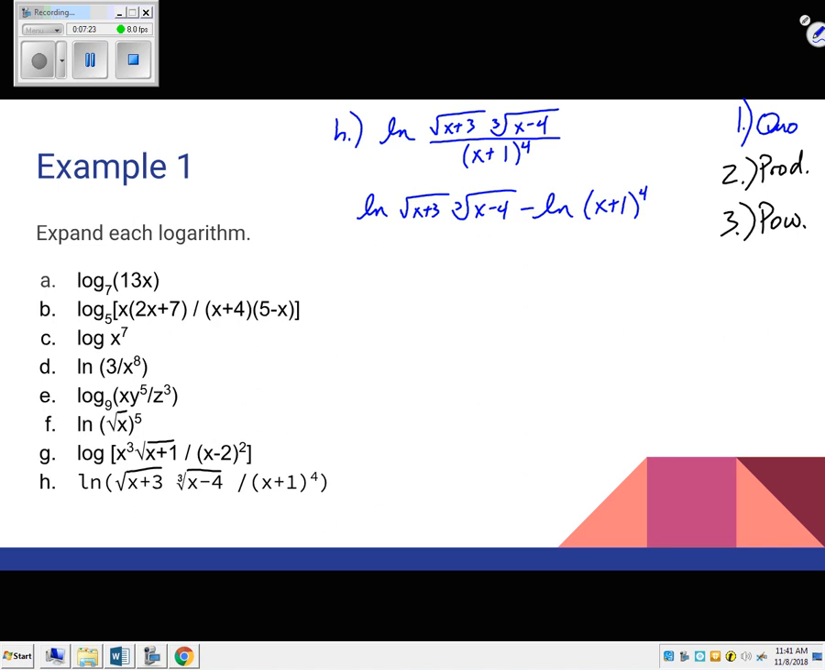I'm going to be precise with this. I need to put this in parentheses. Not a big deal if you don't have it though. Product property next. Look for things being multiplied together. Well, those two are being multiplied together. So I have natural log of the first factor plus natural log of the second factor.